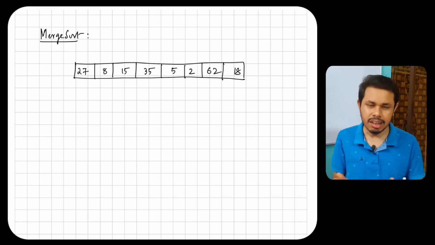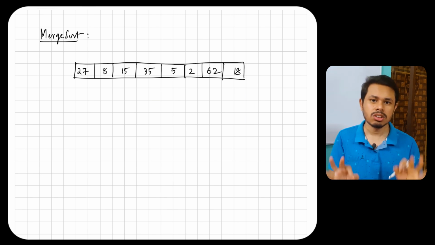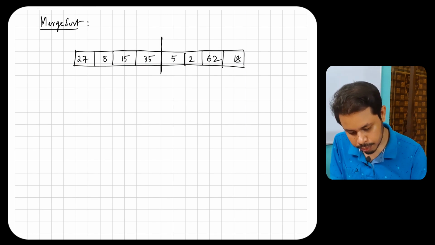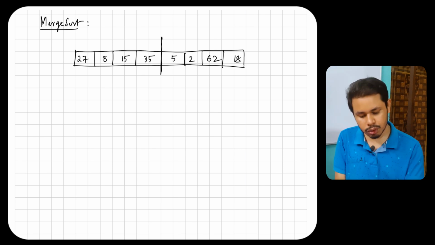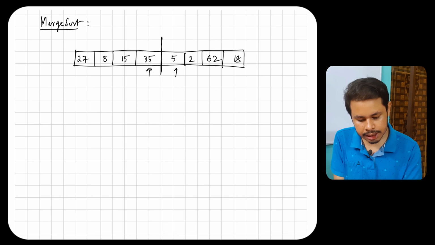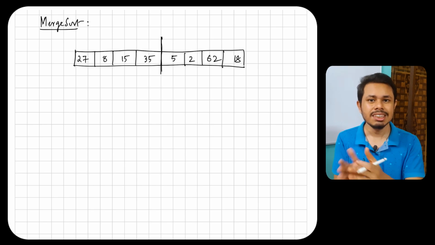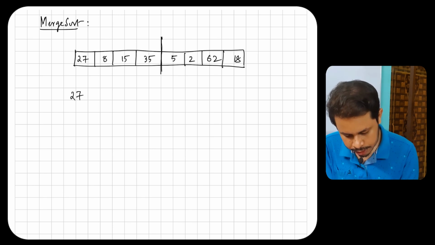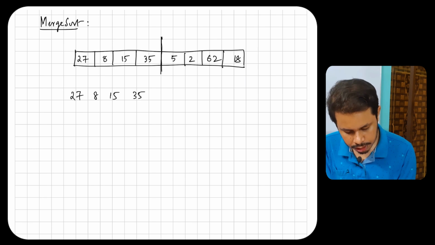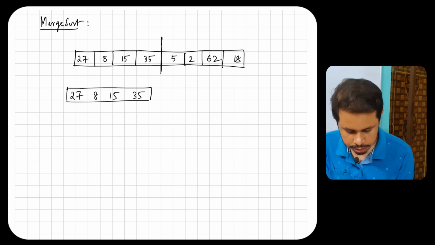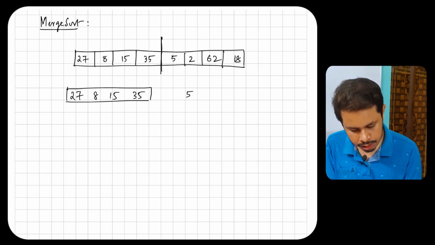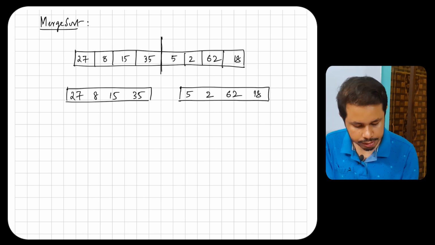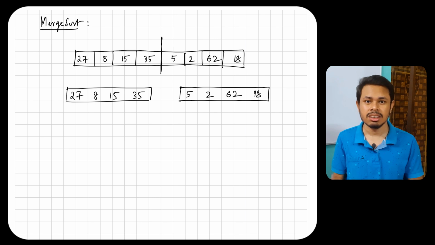So let's say we have an array consisting of 8 elements, which is obviously not sorted, and we want to sort that array, right? We can find a middle element, so this is our middle position. We can find a middle index. It could be this, or this, or this. We can find any of them, and we just divide that array. So our two new arrays would be 27, 8, 15, 35 as the first array, and the other array would be 5, 2, 62 and 18. So what we did is divide the bigger array into two smaller arrays of equal size.